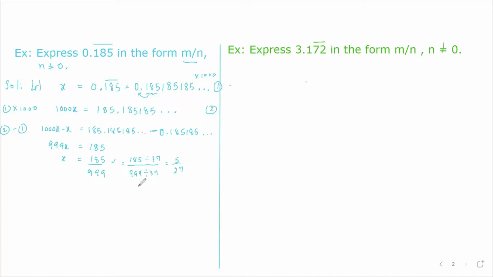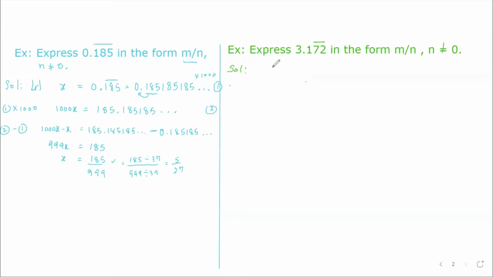Now to do the shortcut. Maybe we work on this side first. For this one, as another example, express 3.172 with the bar, a repeating decimal, in the form of a fraction. The denominator shouldn't be 0. Now we do it the regular way for this one.